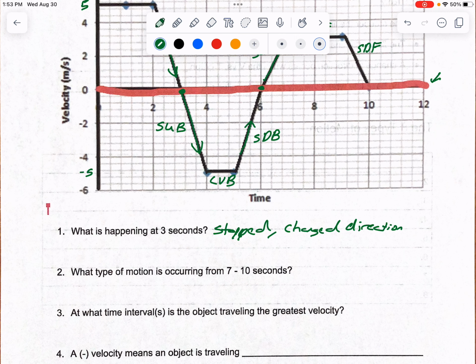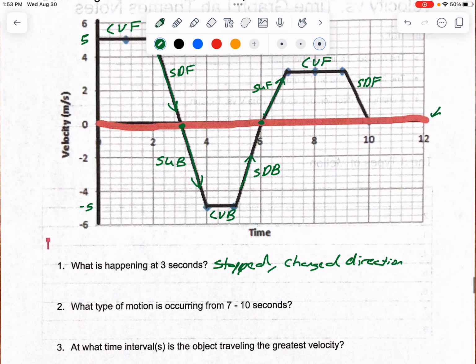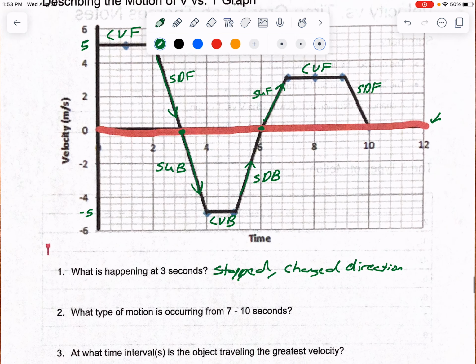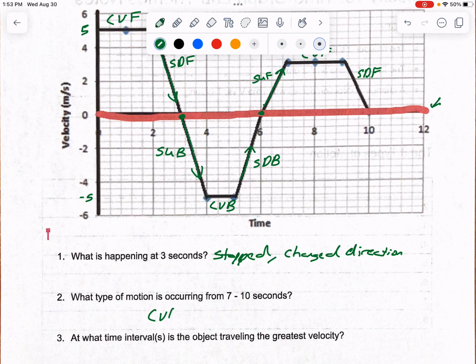What type of motion is occurring from 7 to 10 seconds? So from 7 to 9, we had a constant velocity forward. And then from 9 to 10, we had a slowing down forward.